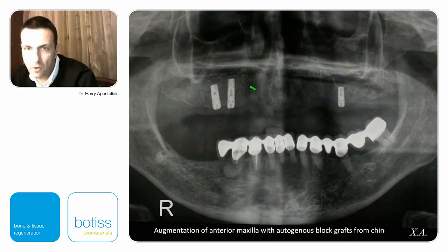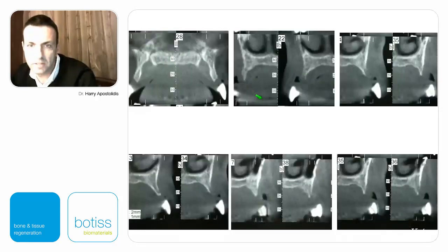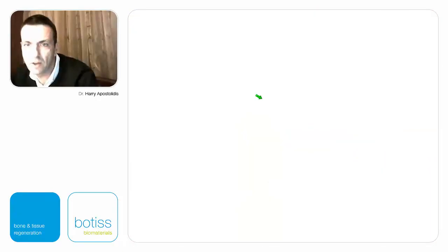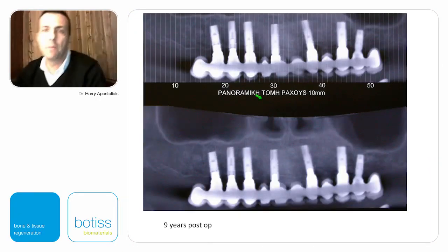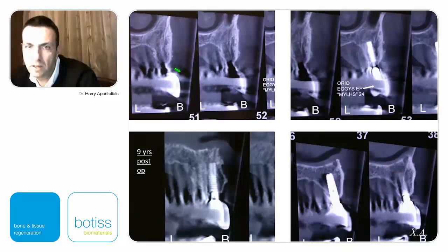And I'm going to go fast in that case because I just put it in. It's an old case, but I was lucky enough to have a post-op. It's the same kind of case, reconstruction of maxilla with a chin and xenograft and membrane. But look at the 9-year post-operative CBCT. I mean, who says that blocks don't work and get resorbed? Look at the block. Still there. Look at the blocks.